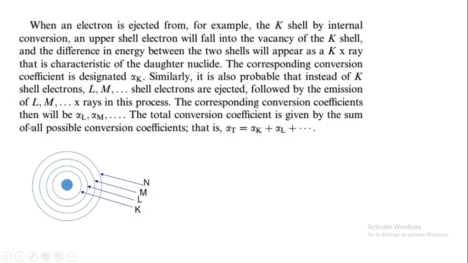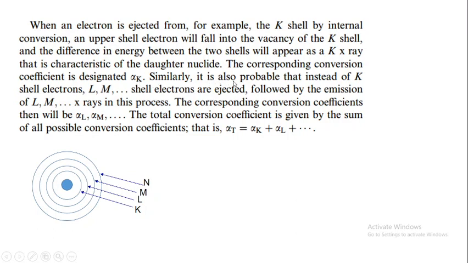So come to another. When an electron is ejected from, for example, the K shell by internal conversion, an upper shell electron will fall into the vacancy of the K shell, and the difference in energy between the two shells will appear as a K X-ray that is characteristic of the daughter nuclide. The corresponding conversion coefficient is designated alpha K.